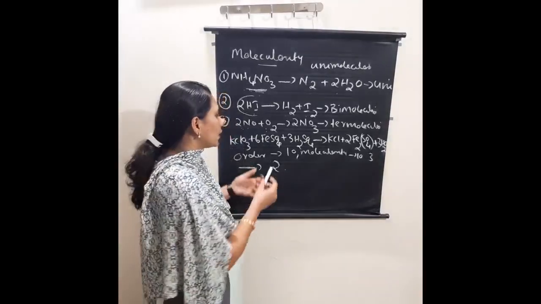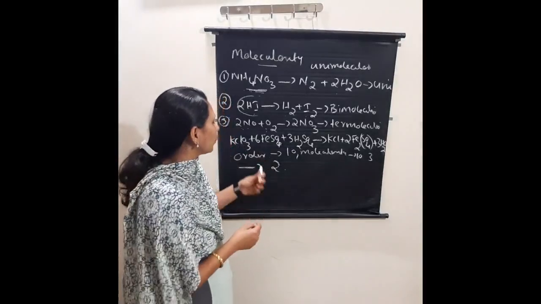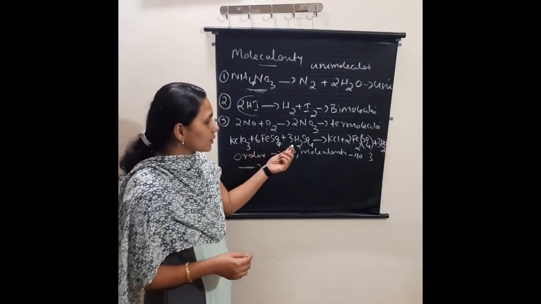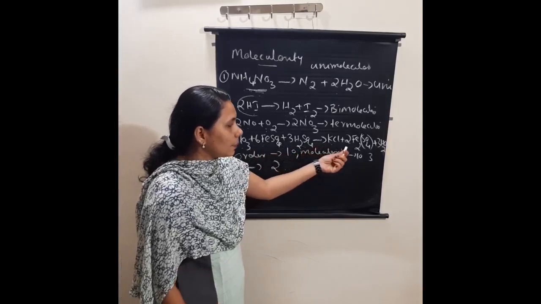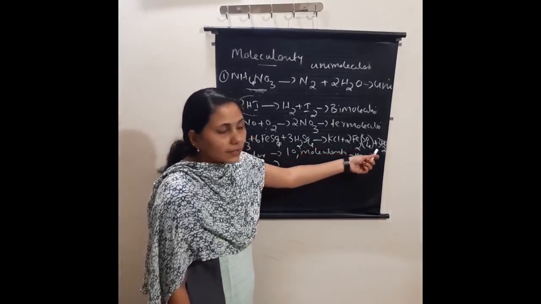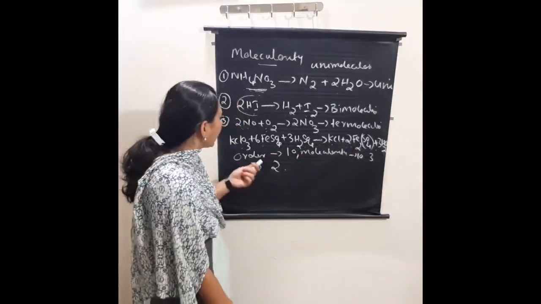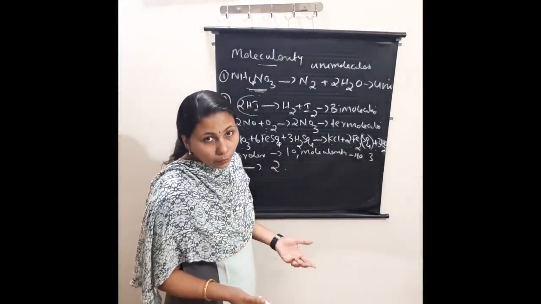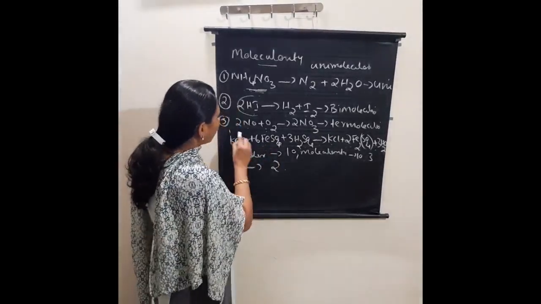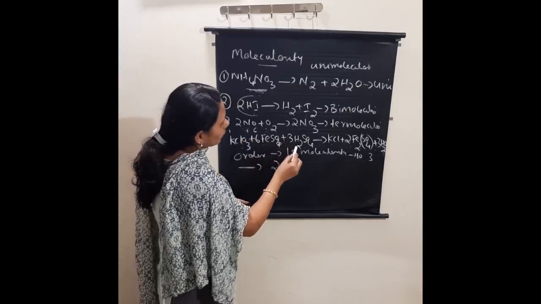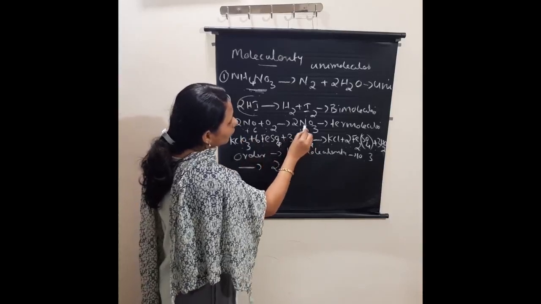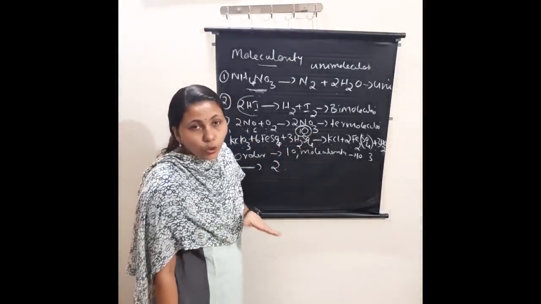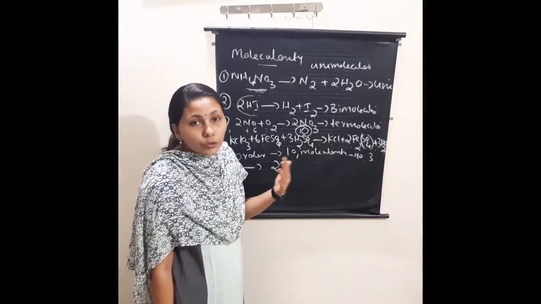Here, for example, I will tell you. Here you can see potassium chlorate plus 6FeSO4 plus 3H2SO4 gives KCl plus 3Fe2(SO4)3 plus 3H2O. No need of by-hearting. Here how many molecules are undergoing collision, or how many reacting species are there? 1 plus 6 plus 3. So in total what molecularity will we expect? 10. Right. But the molecularity of this reaction is not 10, it is found to be 2.